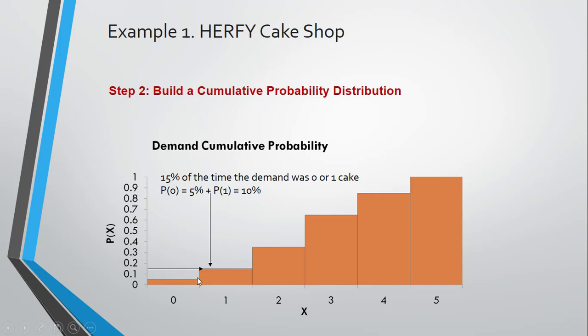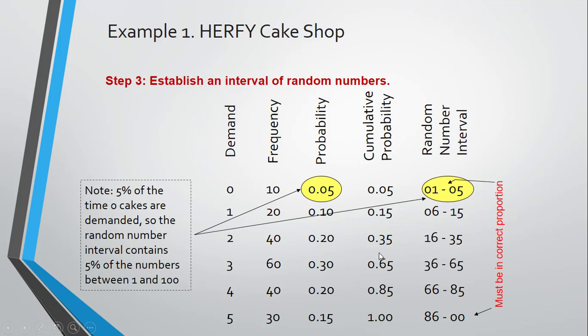From the probability distribution, you can build a cumulative probability distribution that we have seen before. This is cumulative of 0 and 1. This is cumulative of 0, 1, and 2 cakes. This is cumulative of 0, 1, 2, 3, etc., all the way up to 100%. You build this cumulative distribution. Next, you establish an interval of random numbers. This is demand, this is your frequency distribution, and this is your cumulative distribution.